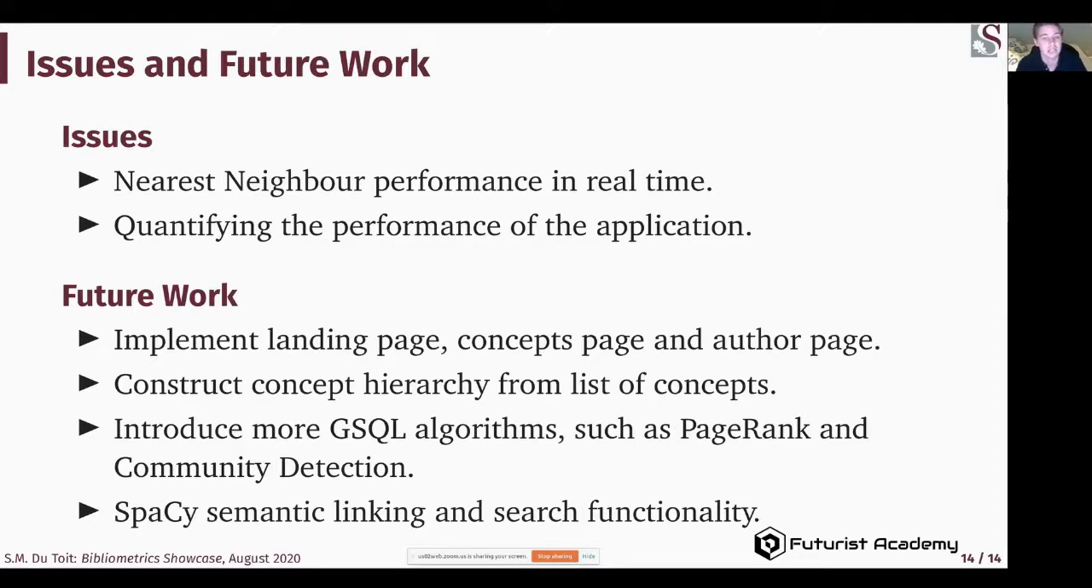So the future work is, first, a landing page, a concepts page, and an author page where you'll be able to navigate and select papers, authors, and concepts. The second is to construct a concept hierarchy, since some concepts are broader in scope than others and will fall underneath a greater heading. Third, the introduction of more GSQL algorithms. For example, we can use PageRank and community detection, and a lot more algorithms, to create a very complex and rich user-enriched model. And finally, similar to search engine optimization, we'll use semantic linking for some search functionality, where you'll be able to type in a sentence or a couple of keywords of something you're looking for, and some results will be returned. So without further ado, let me hop onto the demo side.